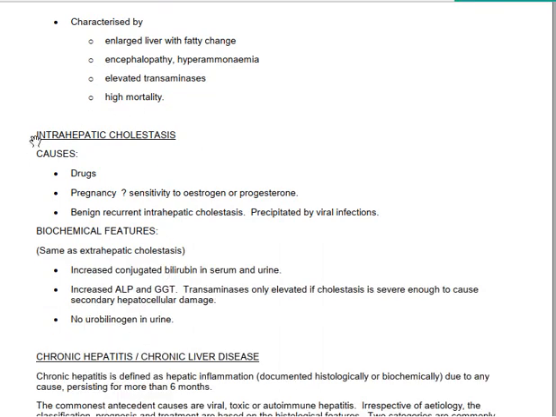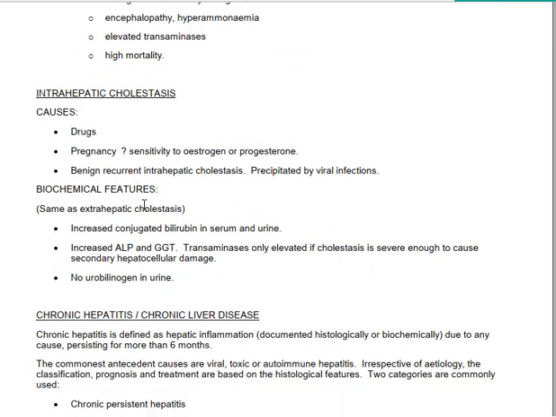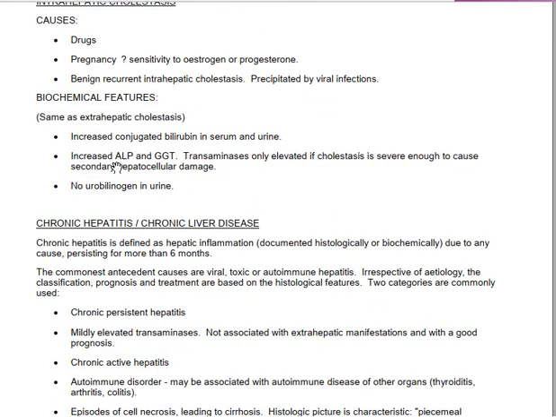Now for intrahepatic cholestasis, you need to know the causes can be drugs, pregnancy, or benign recurrent intrahepatic cholestasis. Now the biochemical features, as I've said, are a high level of conjugated bilirubin, high levels of alkaline phosphatase and gamma glutamyl transferase, and a low level of urobilinogen.